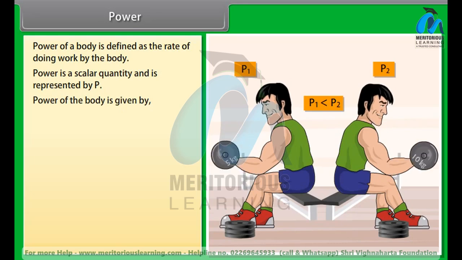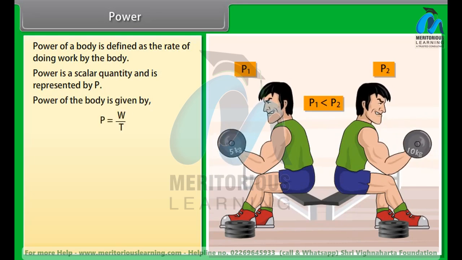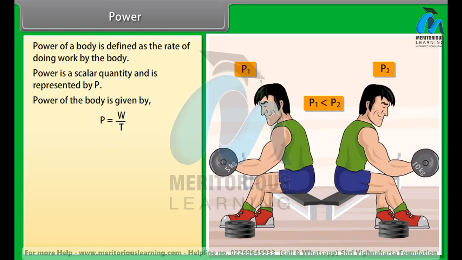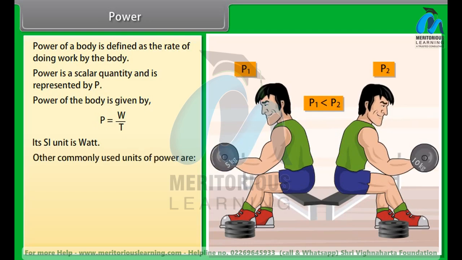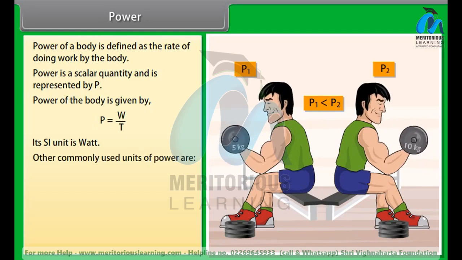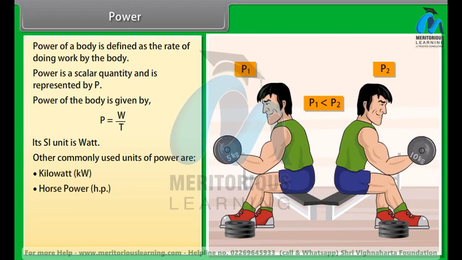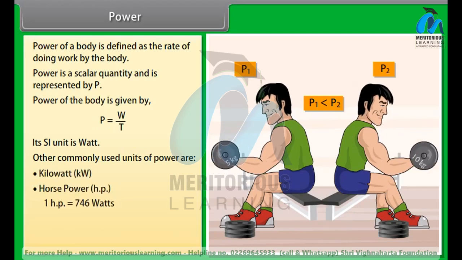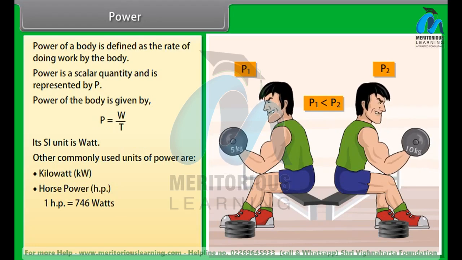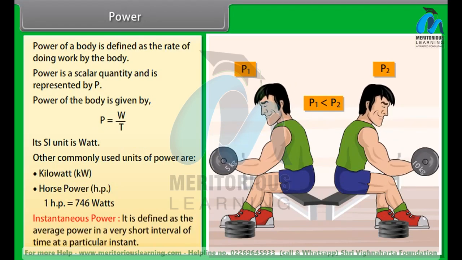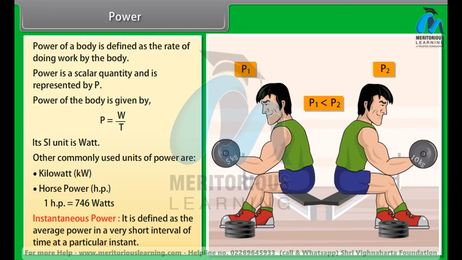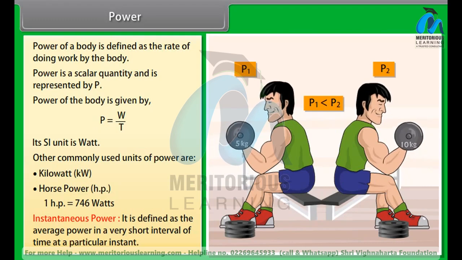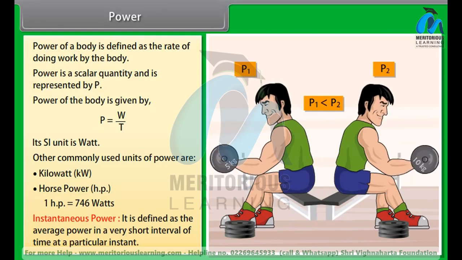Power of a body is given by P equals W upon T. Its SI unit is watt. Other commonly used units of power are kilowatt and horsepower. 1 horsepower is equal to 746 watts. Instantaneous power. It is defined as the average power in a very short interval of time at a particular instant.